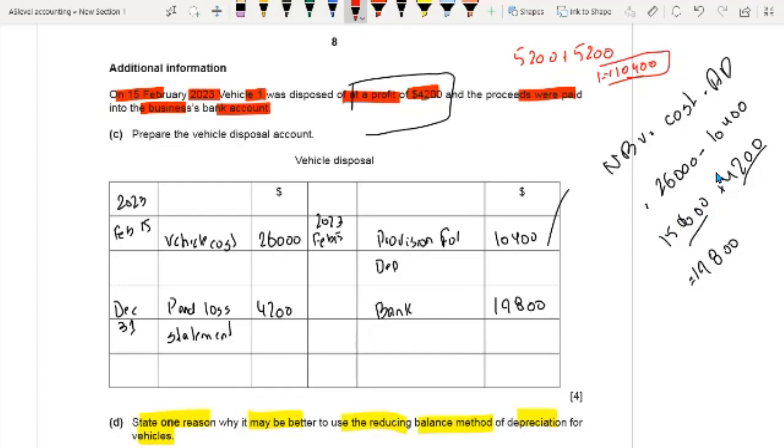Okay, and because we gain on disposal, which is 4,200, we have to add the net book value and the gain on disposal. So we have 19,800 which we received in our bank account. Since we received this amount in the bank account, bank would be debit and vehicle disposal would be credit. Okay.